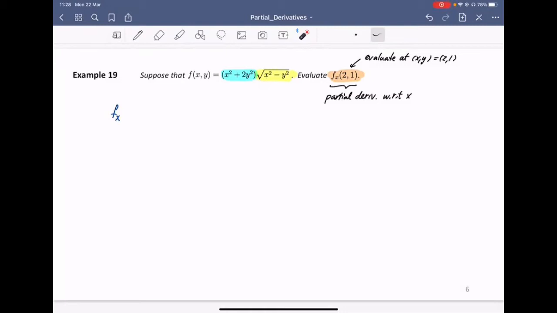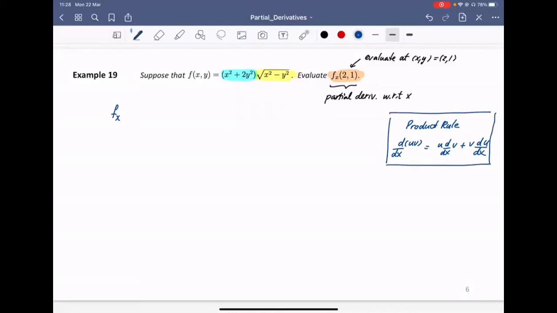If you recall from calculus 1, if you have a product uv and you want to differentiate, you get u dv plus v du, right? Here, we're going to do the same thing. We're going to keep x squared plus 2y squared, and then differentiate with respect to x the square root of x squared minus y squared. And then plus the square root of x squared minus y squared, and then we differentiate x squared plus 2y squared. Well, this is just using the product rule.